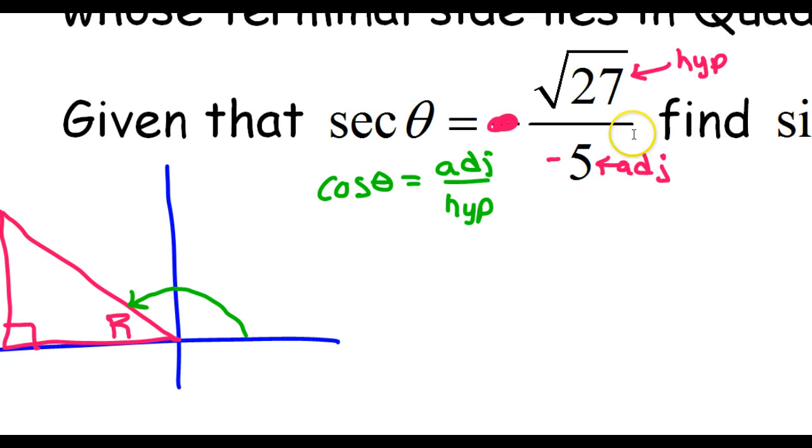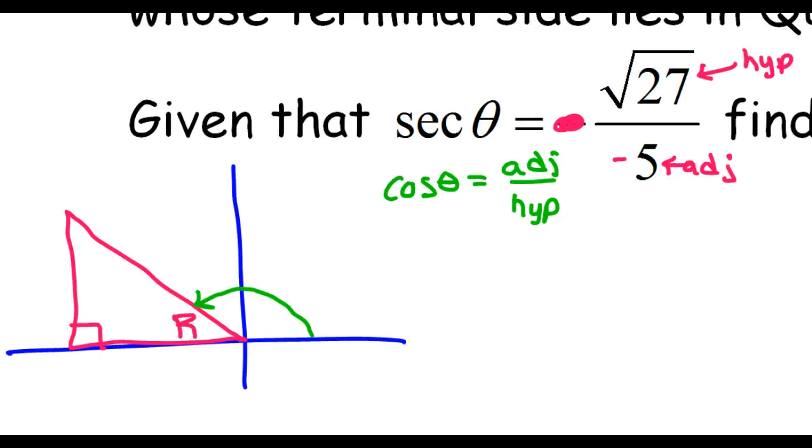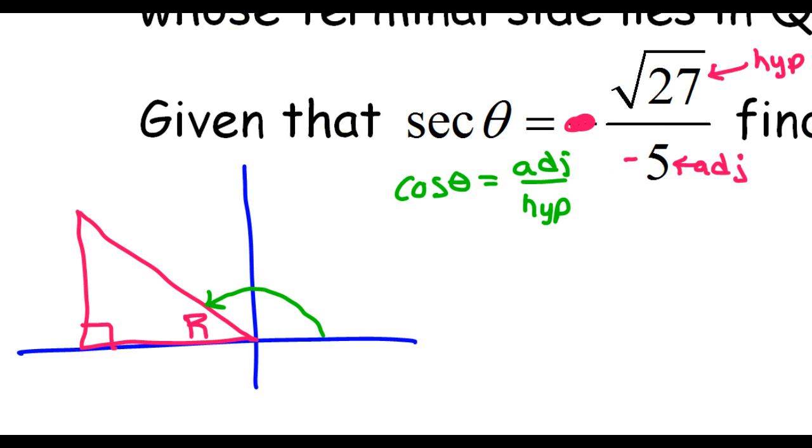So the hypotenuse has got to be radical 27. So there it is, being a hypotenuse. The adjacent leg has got to be negative 5. So there's my negative 5 being all adjacent. As long as I use that negative sign, I'm okay.